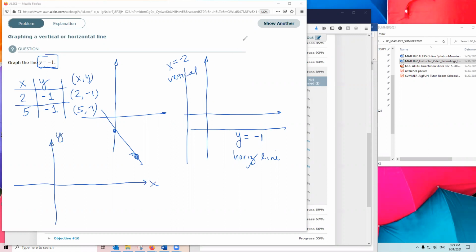All right, let's do 2, -1. I start here at the origin. I go horizontally 2 and vertically -1. So that puts the dot right there. Let me go to 5, -1. I go horizontally 5 and vertically -1. That puts the red dot right there. Well, notice when I connect these 2 points with a straight line, it's a horizontal line.